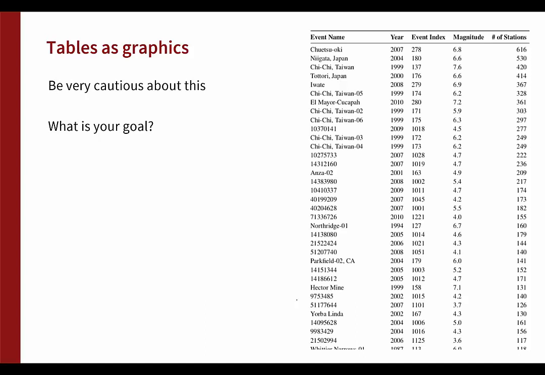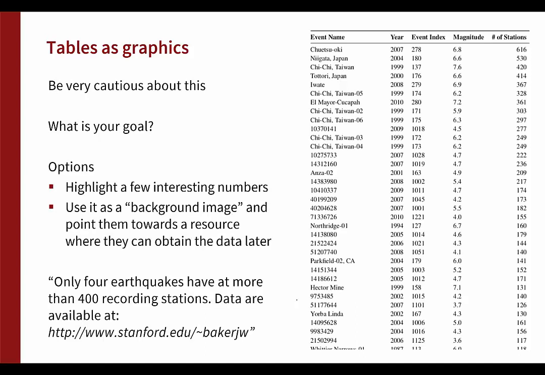I could think of a couple potential places where I might consider doing something like that. I might use a table to highlight a few interesting numbers. Here, this is actually a list of earthquakes, so these are event names, and there's some data about them. If I wanted to highlight that the maximum value of the number of stations was 616, I might use something like that. The other thing I'll do, on rare occasions, is to have a table be almost like a background image, just to point out that data is available.